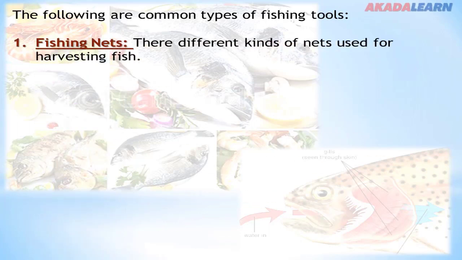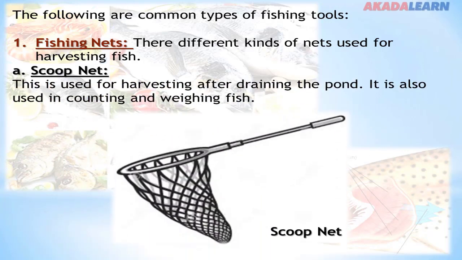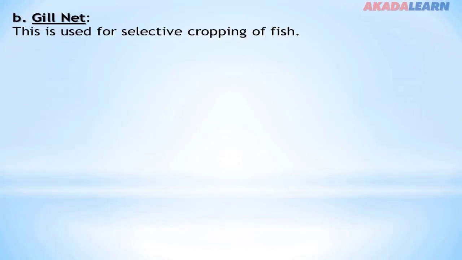We have the fishing nets. There are different kinds of nets used for harvesting fish. Number one, we have the scoop net. The scoop net is used for harvesting fish after draining the pond. It is also used in counting and weighing fish. The next one is the gill net. This is used for selective cropping of fish.